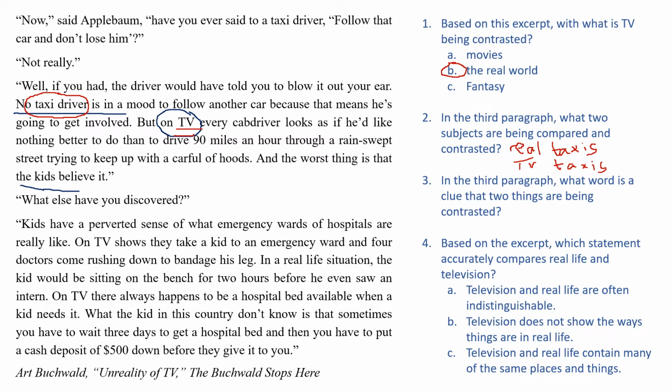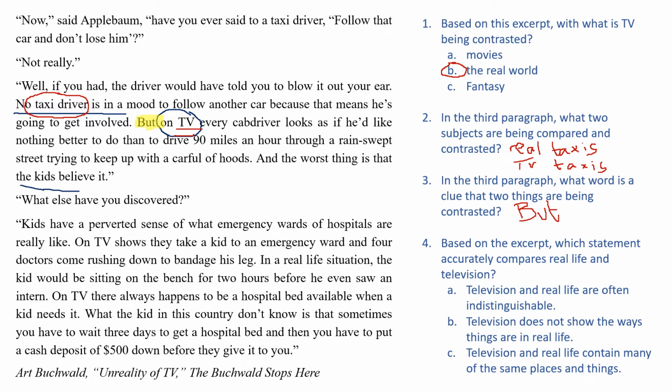Also in the third paragraph, what word is a clue that two things are being contrasted? Which word shows that there's a difference coming? Well, it says but. So the first two and a bit lines talk about what would happen if you asked the taxi driver to do that. And the next couple of lines talk about the TV taxi drivers who are always wanting to do it. And the difference, the point where we move from real life into TV, is the word but. And but shows a difference or a contrast. So the answer for number 3 is the word but.